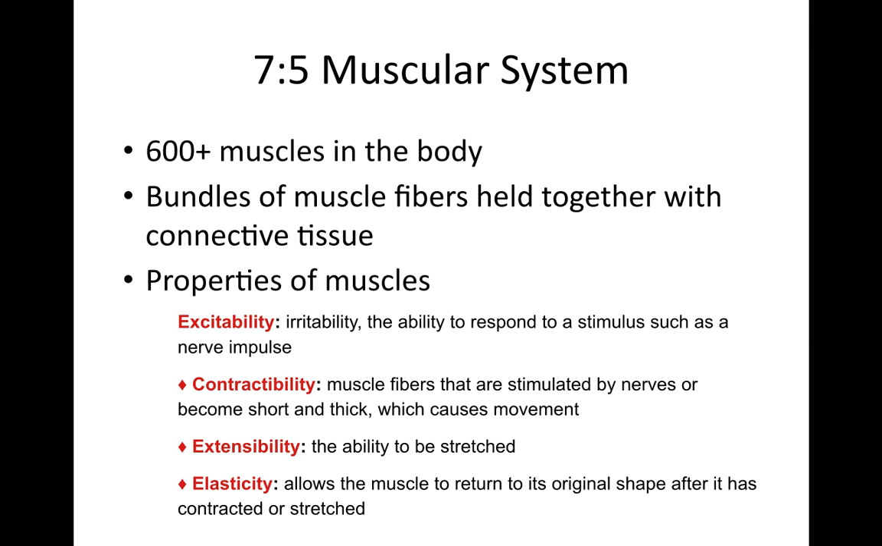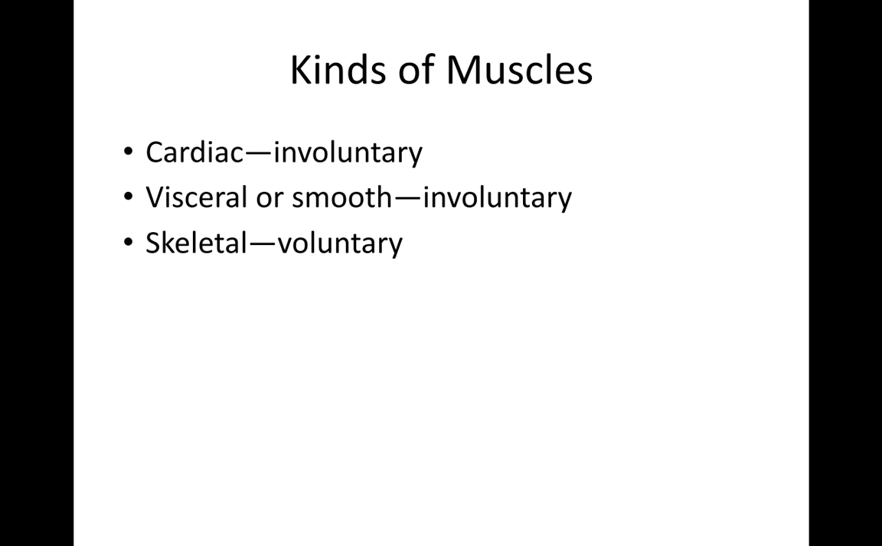Those 4 are absolutely going to be necessary things to know. There are 3 different kinds of muscles. There's cardiac muscle, which means pertaining to the heart. Then there's visceral muscle, also known as smooth muscle, which is the muscle of your organs. And then there's skeletal muscle, the muscles that attach to your bones and are able to move your body from point A to point B.